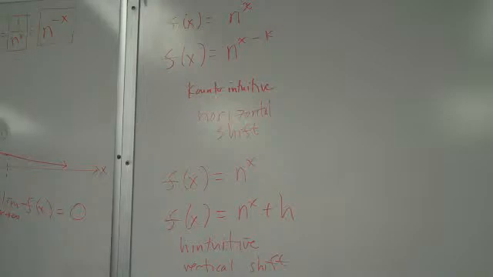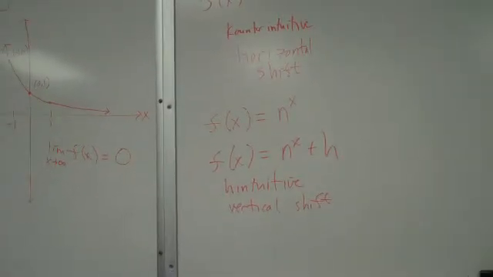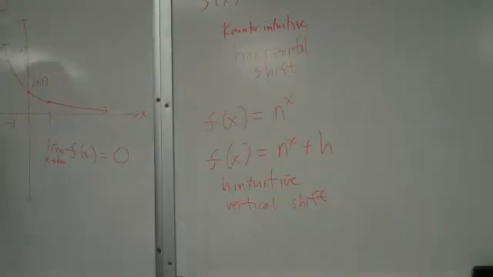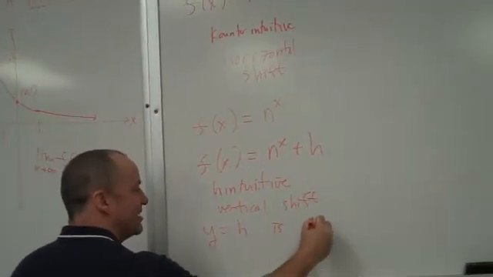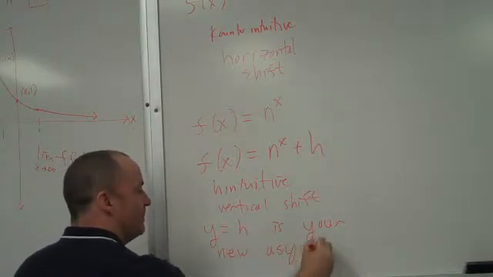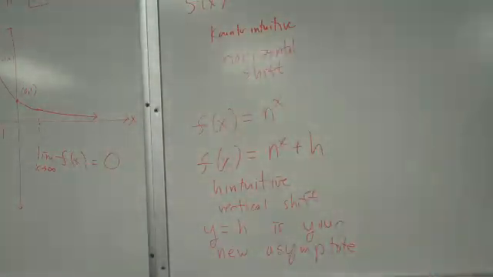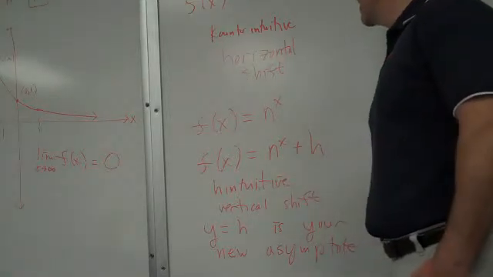Here's the important part of this, though I think most of you guys got this last year. Right now, the asymptote is the x-axis, which is the line y equals 0. So if it's like n to the x plus 3, then the asymptote is 3. Bingo. Jesse's got it. So y equals h is your new asymptote. So in addition to moving each point up 3 units, it also moves the asymptote up 3 units or down 3 units, depending on the value of h and the sign there.